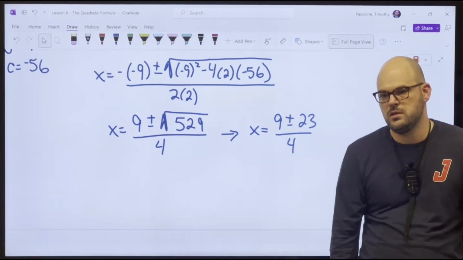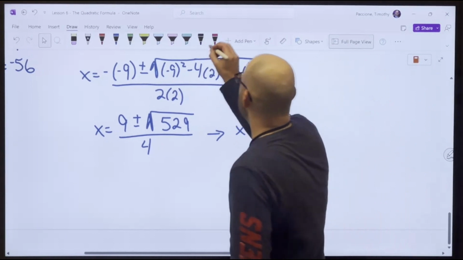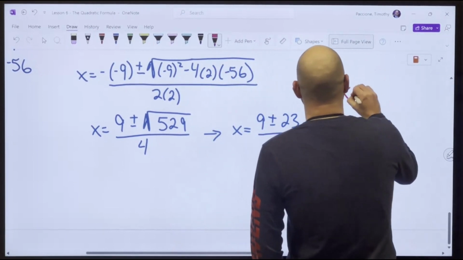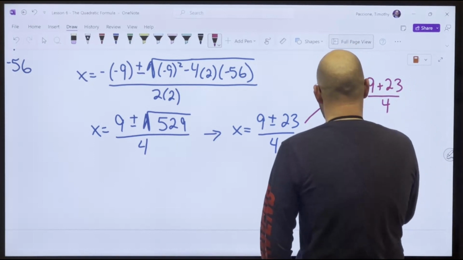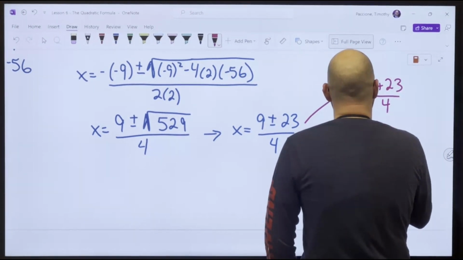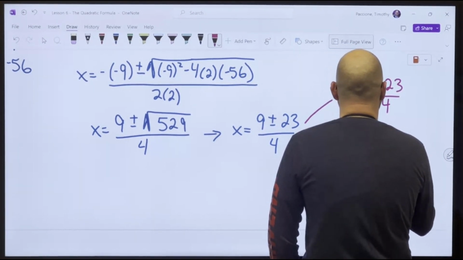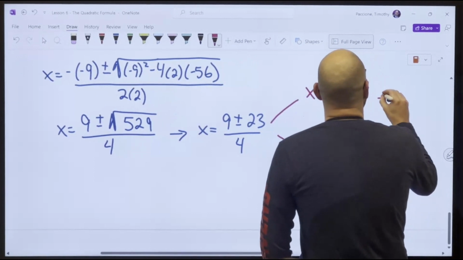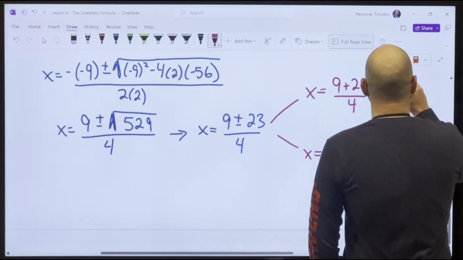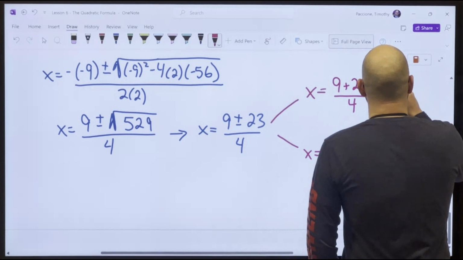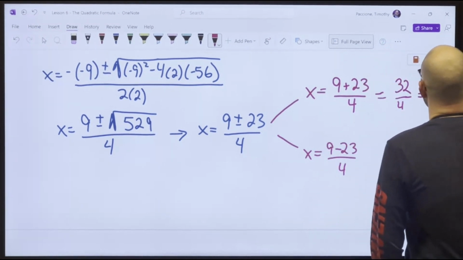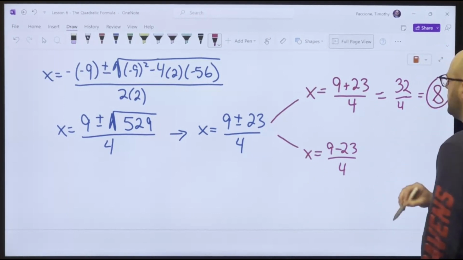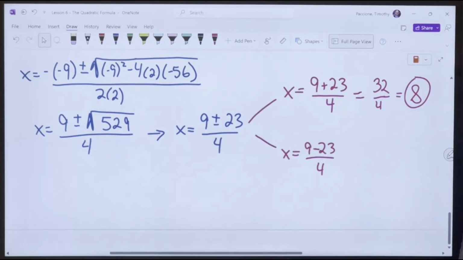Make it 2 equations. Yeah, this is telling me 2 things, right? This is telling me x equals 9 plus 23 divided by 4, and x equals 9 minus 23 divided by 4. What is 9 plus 23? 32 divided by 4. What's 32 divided by 4? 8. There's our answer.